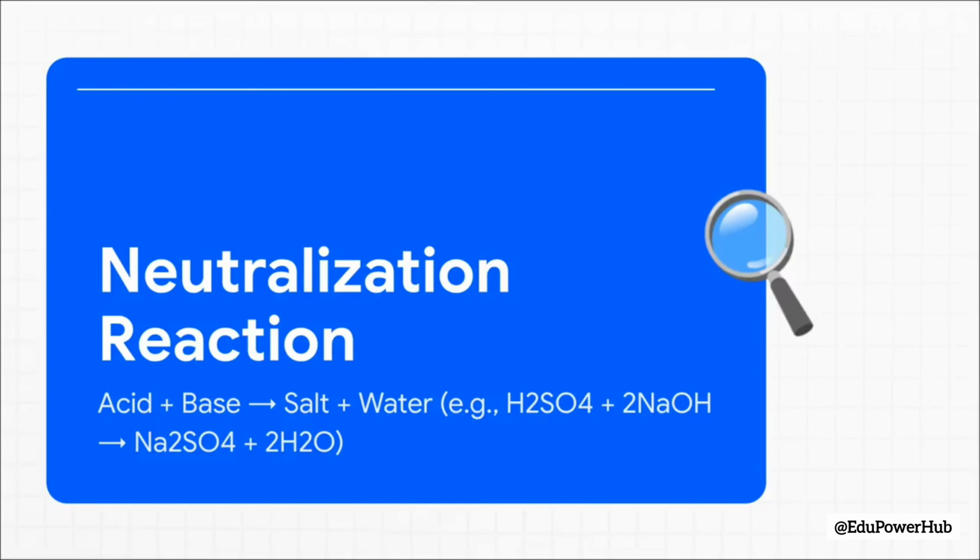The H plus ions from the acid and the OH minus ions from the base lock together to form, well, H2O, good old water. And whatever is left behind, that forms a salt. So acid plus base always equals salt and water, like sulfuric acid and sodium hydroxide totally neutralizing to give us sodium sulfate and water. It's absolute chemical peace.